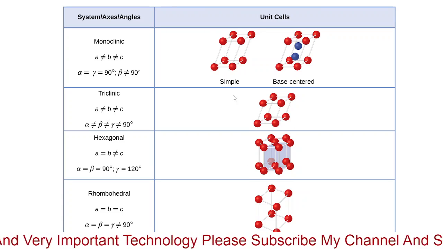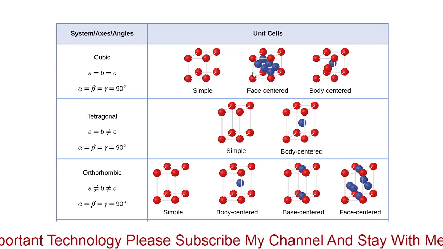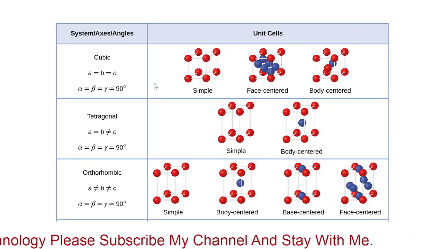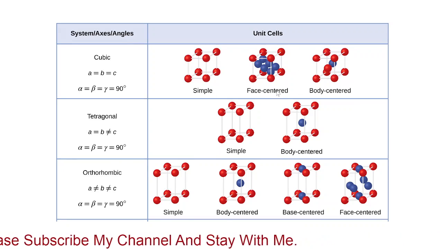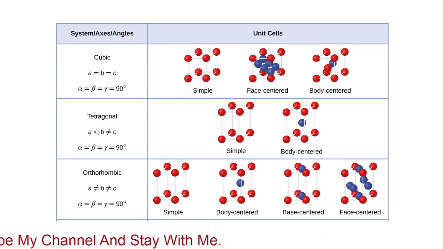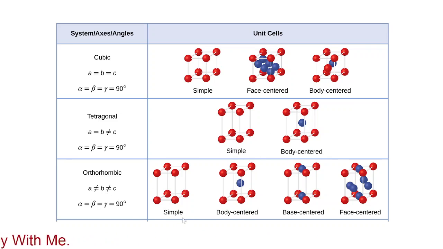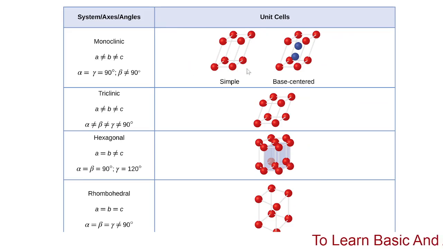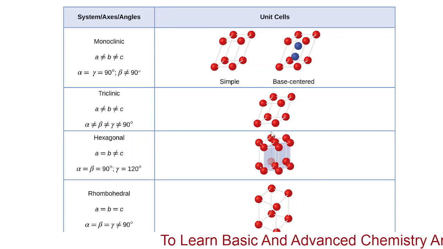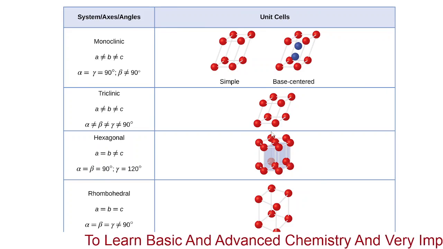So please try to remember, we have three different classifications for the cubic: simple, face centered, body centered; and tetragonal, we have simple and body centered; and orthorhombic, simple, body centered, base centered, face centered. This is four different categories. For monoclinic we have only two, and triclinic, hexagonal, rhombohedral, we have only one category.